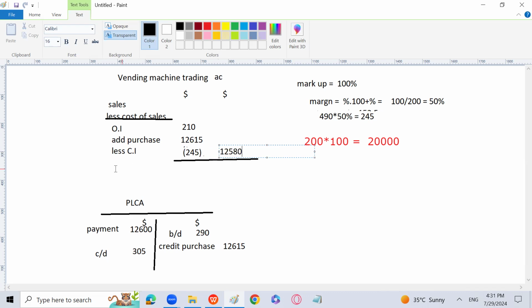12580. So now I am going to calculate the gross profit. Gross profit I can calculate because we have been given the markup. 12580 is the cost of sales multiplied by 100%, because the markup is 100%. So 100% of cost of sales is your gross profit. That will be 12580. So I will add 12580 plus 12580. You will get the amount of sales.